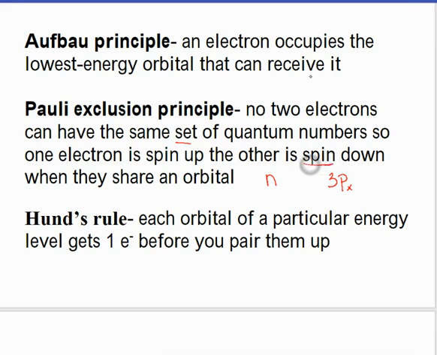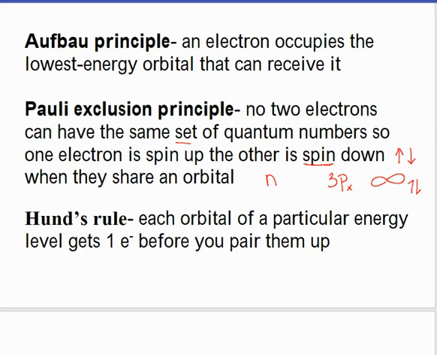So if you have 2 electrons in this 3px orbital, one will be spin up and one will be spin down. Sometimes we write them like this as a full arrow. Sometimes we write them as a half arrow to be lazy. This is spin up and this is spin down. Okay, so if they're both sharing the same orientation of the same shape of the same energy level, one will be spin up and one will be spin down. That is the Pauli exclusion principle.